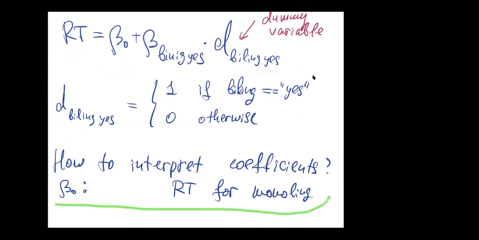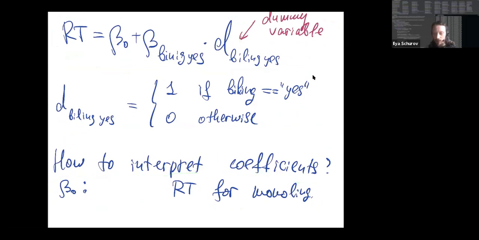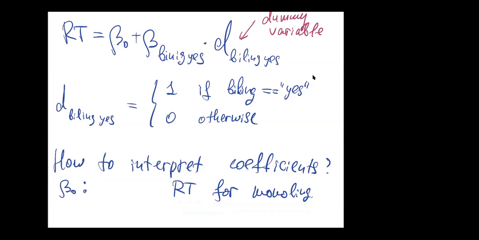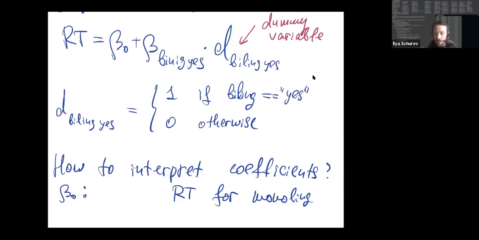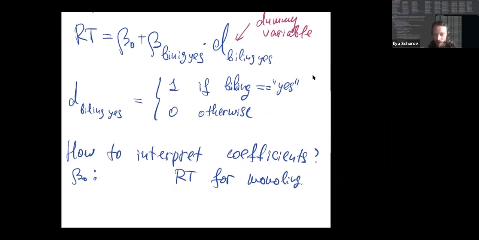And I want you to ask why we say that beta naught in this case can be interpreted as reaction time for monolinguals. Can I maybe try? If a monolingual person would have a zero in D, because it's like zero bilinguality, then we multiply beta bilingual by zero, and then we just have beta zero left. Yes, exactly. This is exactly correct. Correct answer, indeed.